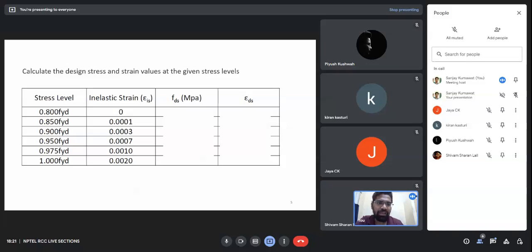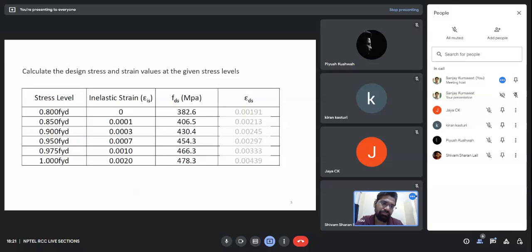However, I have calculated all the values and I am displaying them over here. These are the design stresses, and these are the design strains. So we have the design strain values for these stresses.